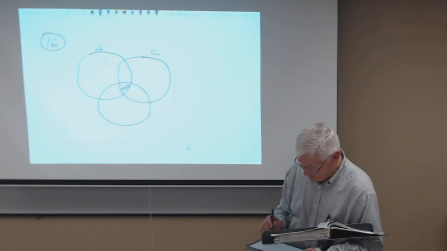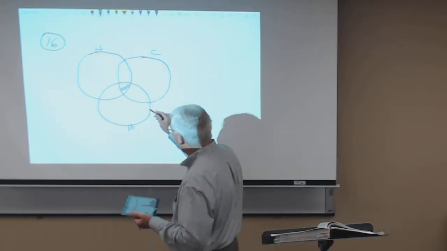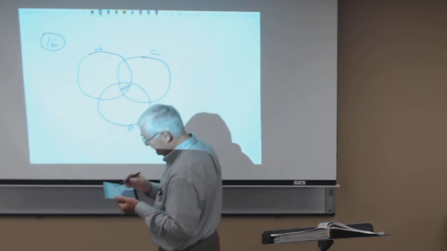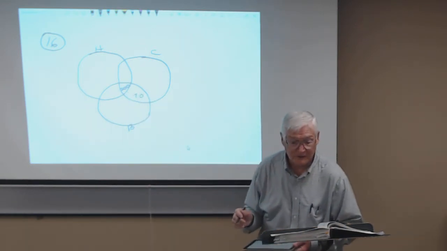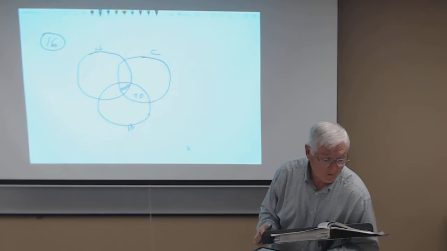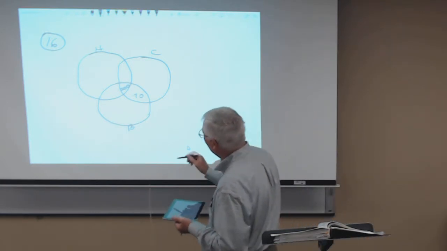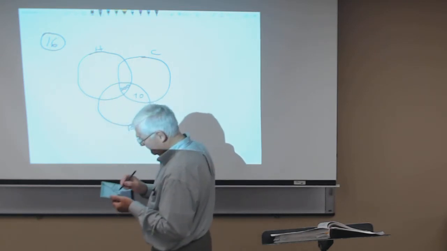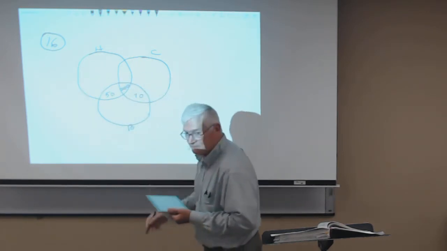270 own cars and boats. So 270 own cars and boats. So what goes here? 70. Because we already got 200 of them in there that own houses too. What's next? 250 own houses and boats. 250 own houses and boats. So what goes here? 50, because 200 of them own boats and houses and cars.